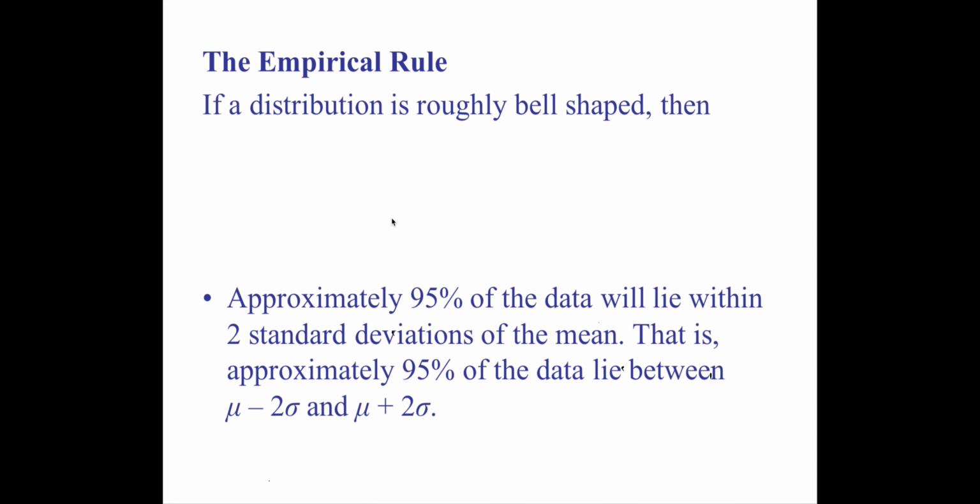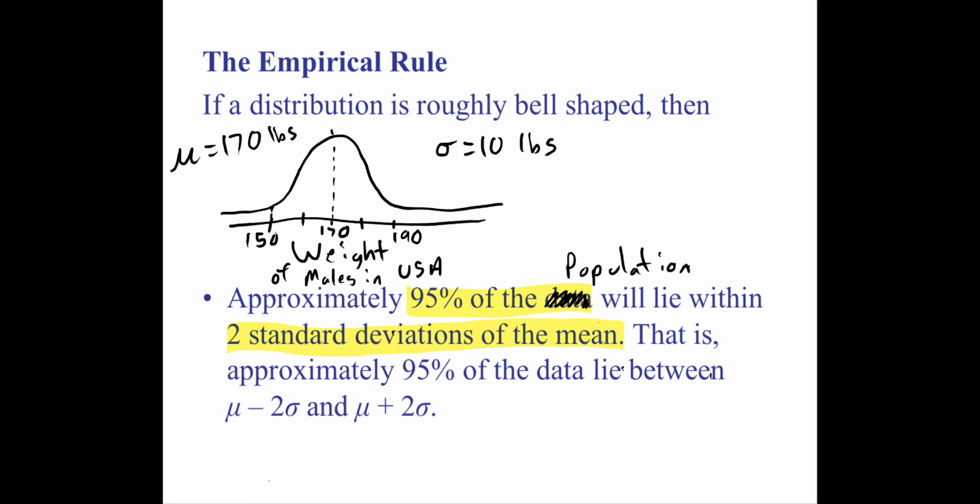So not only does the empirical rule tell us a rule for what happens with values that are within 1 standard deviation of the mean, it also talks about values within 2 standard deviations of the mean. Within that range, I'm going to have 95% of males weigh within that range.